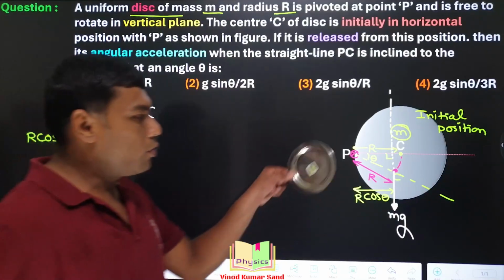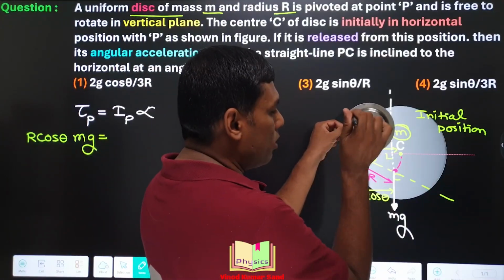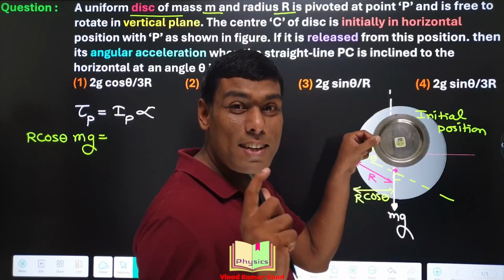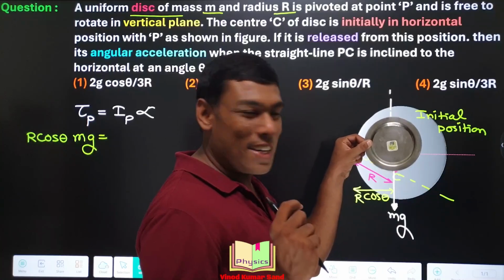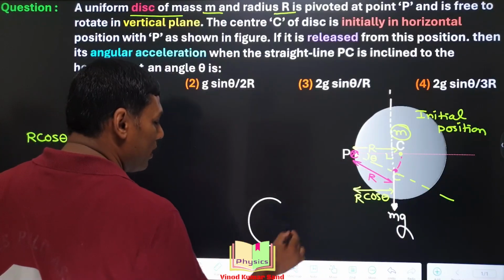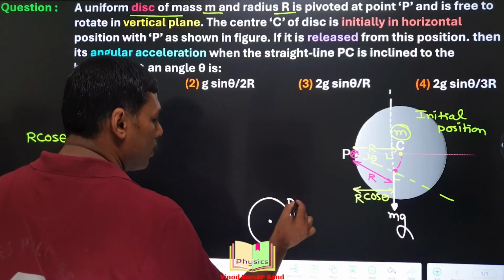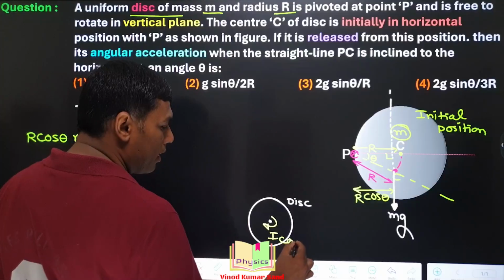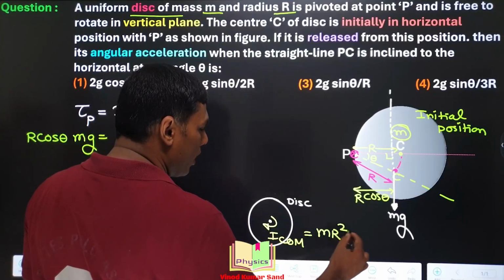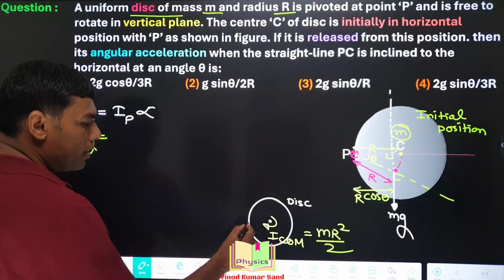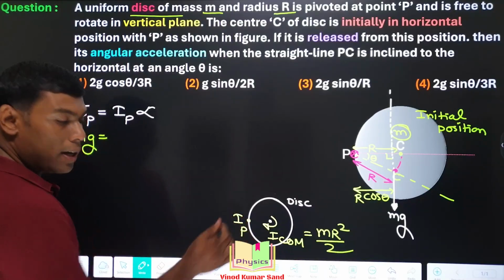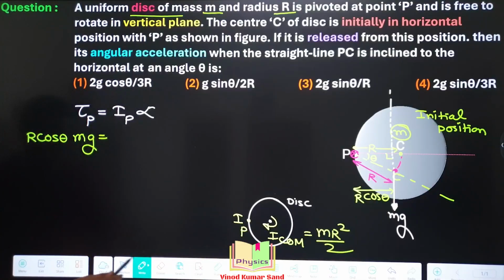Now we need the moment of inertia of the disk about an axis passing through point P. We know the moment of inertia of the disk about an axis passing through its center of mass. What is that? Correct, mR squared by 2. Suppose this is a disk. For the disk, the moment of inertia about an axis passing through its center of mass is mR squared by 2. We need the moment of inertia about this axis passing through point P and perpendicular to the plane of the disk. To obtain I_P, we can use the parallel axis theorem.